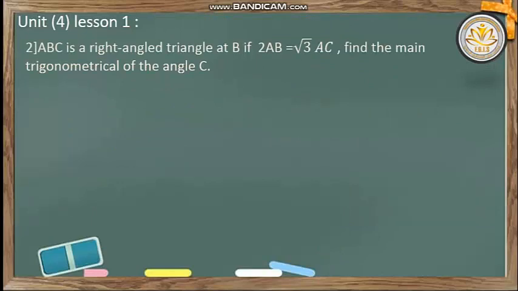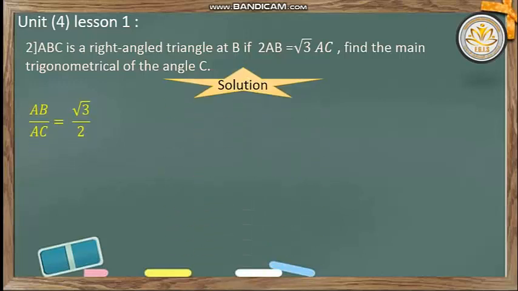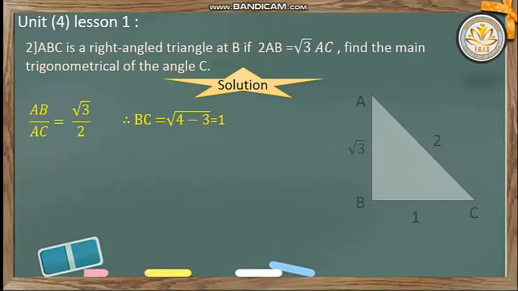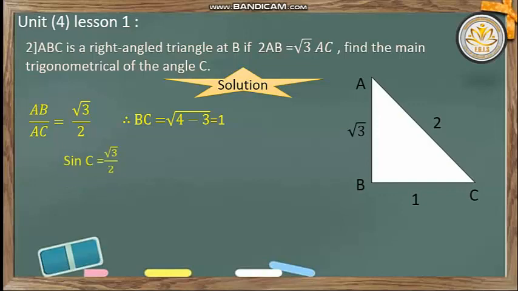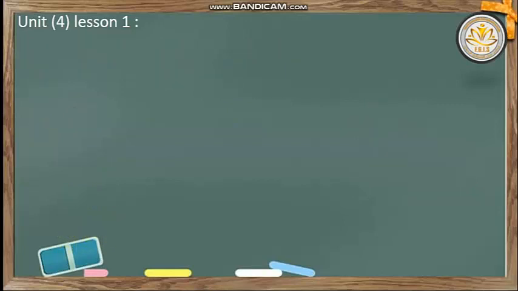Example. ABC is a right angle triangle at B. If 2AB equals root 3 AC, find the main trigonometrical ratios of the angle C. Solution. AB over AC equals root 3 over 2. Then BC equals root of 4 minus 3, equals 1. Then sine C equals root 3 over 2. Cosine C equals half. Tan C equals root 3.